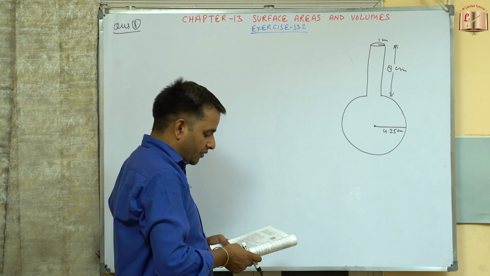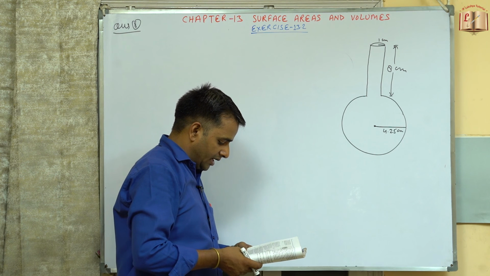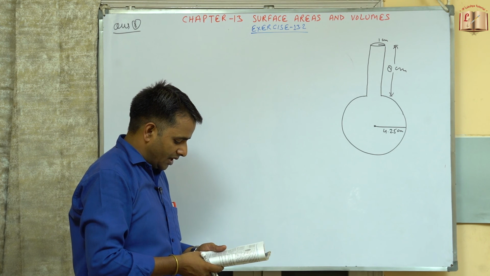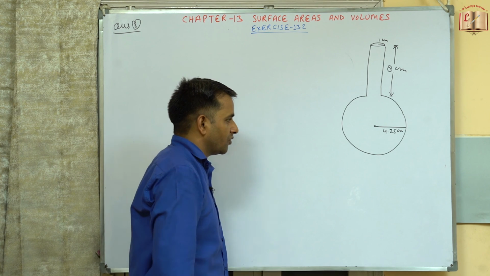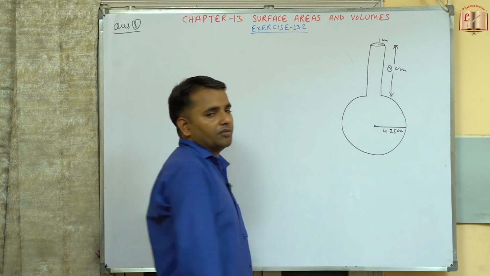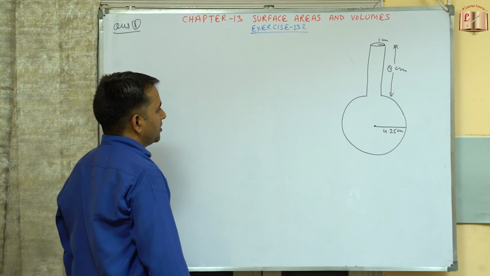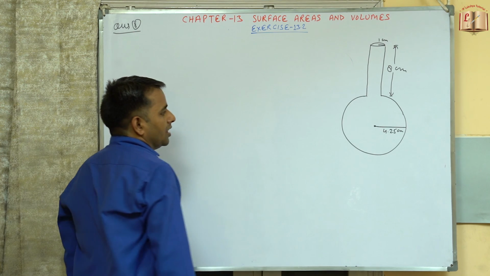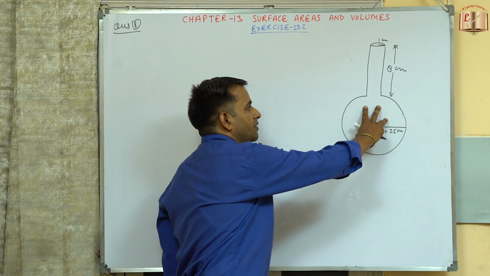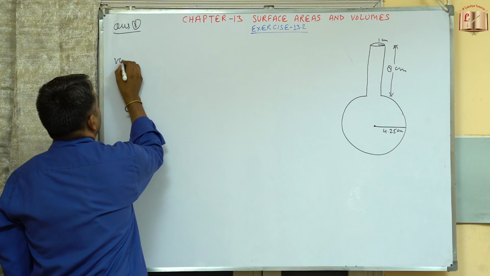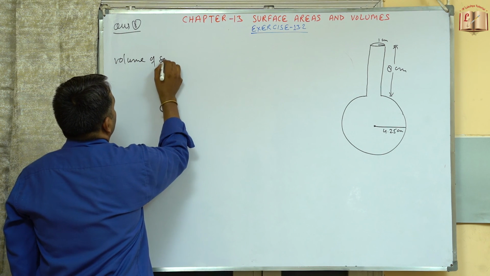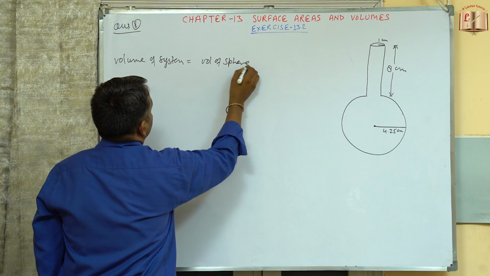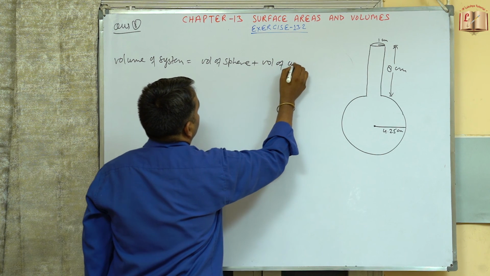By measuring the amount of water it holds, a child finds its volume to be 345 centimeter cube. Check whether she is correct, taking the above as the inside measurements. Take pi as 3.14. Simply we need to find out the volume and check whether the result given by the student is correct or not. So the volume of this combined structure will be volume of sphere plus volume of cylinder.